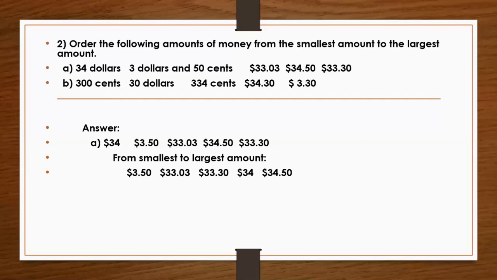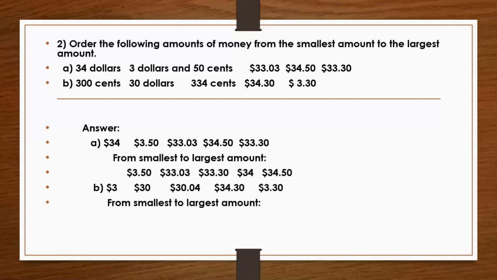B part also, you can see it's a mix of two formats. Our very first step is to arrange the amounts of money in one format, putting the dollar symbol. So it's like $3, $30, $30 4 cents, $34 30 cents, and $3 30 cents. Now what's the next step? The very same process, from smallest to larger amount.